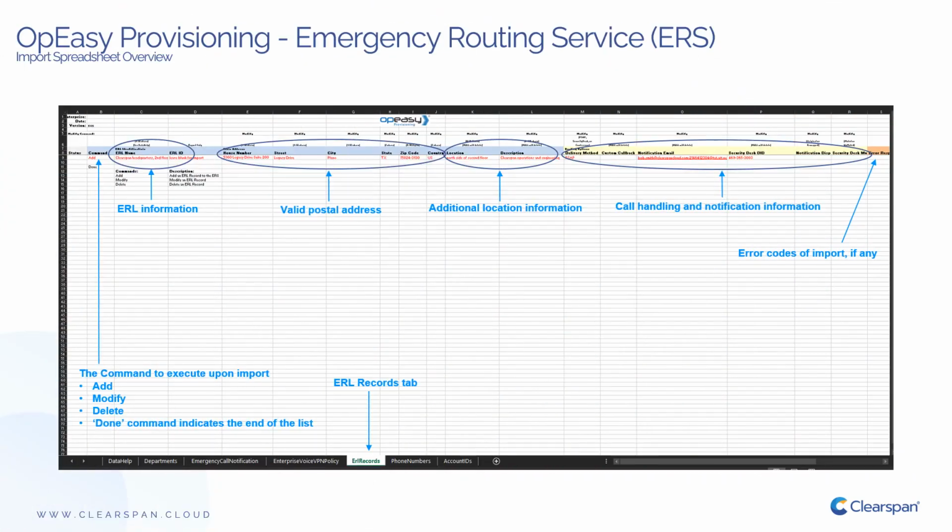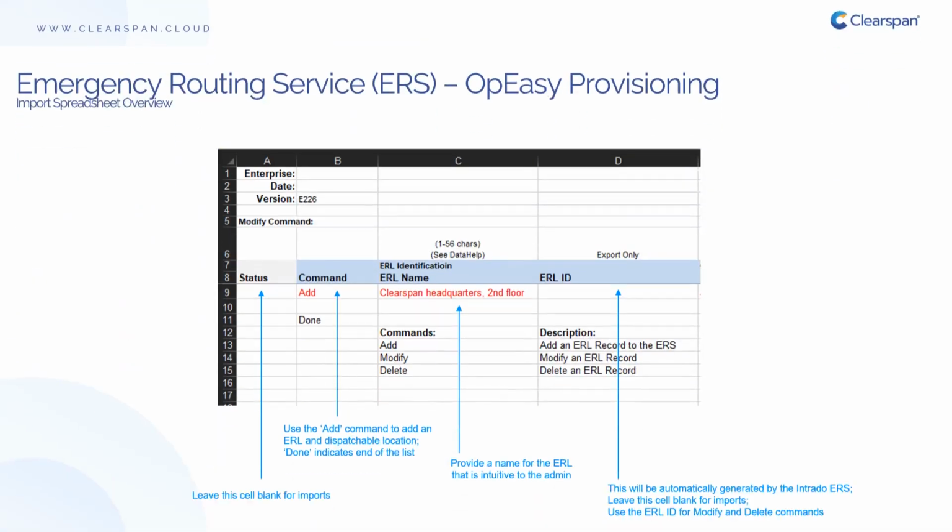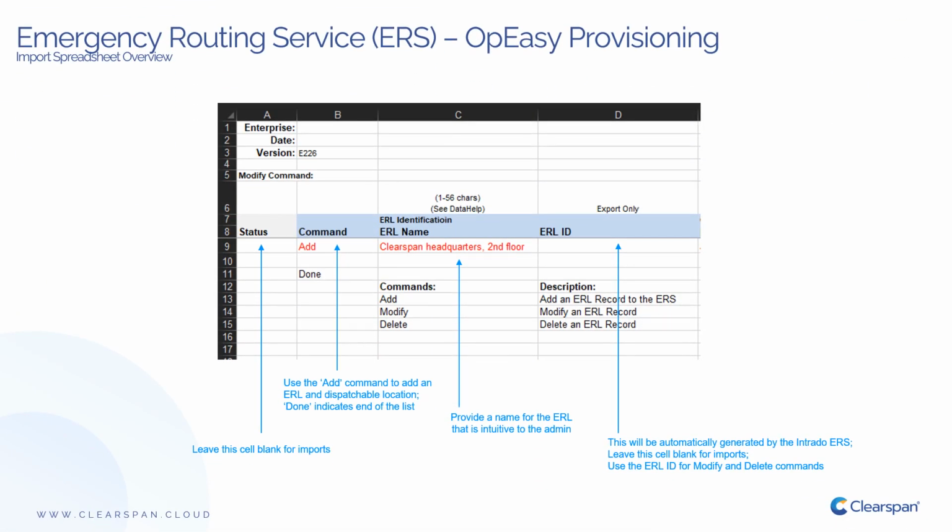This is a screenshot of the entire ERL records tab, and I will cover a section at a time in the next few slides. The first 4 columns of the spreadsheet contain the status for the import that was executed, followed by the command for each row entry, which has the options of add, modify, or delete.